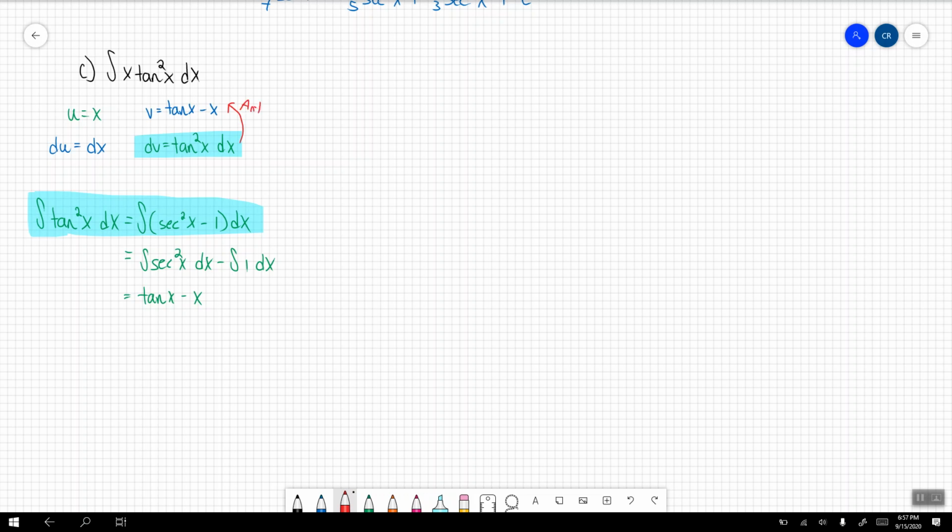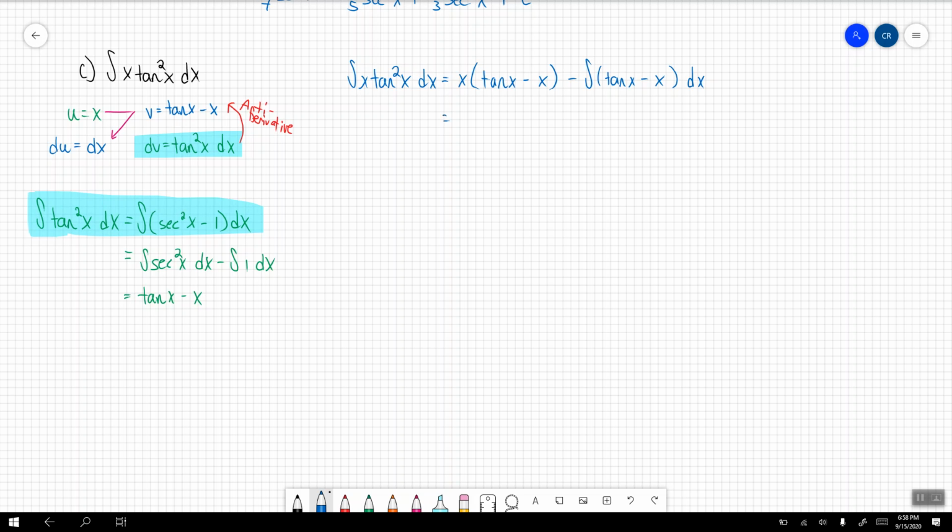And so again, this was the antiderivative. At first it might have seemed that we didn't make the right choice. However, once we explore that option, we're actually left with something real nice. So all we then need to do is u times v minus the integral of v du. So u times v is x multiplied by tangent of x minus x, minus the integral of v du, so that's the integral of tangent of x minus x, dx. All right, that's not too bad now.